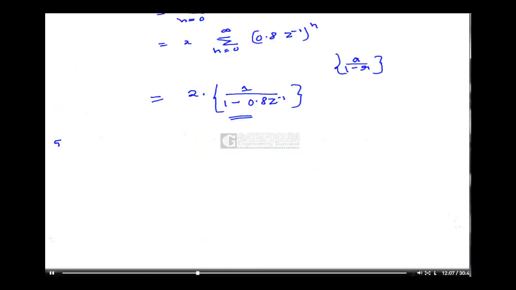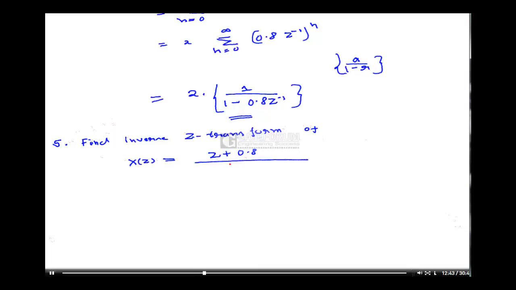Next problem. Now we have seen the problem related to finding the Z transform. Now we will see how to find the inverse Z transform. See, inverse Z transform, be a little cautious while finding it. Find the inverse Z transform of X(z) equal to (z + 0.8) upon (z - 0.5)(z + 0.2).